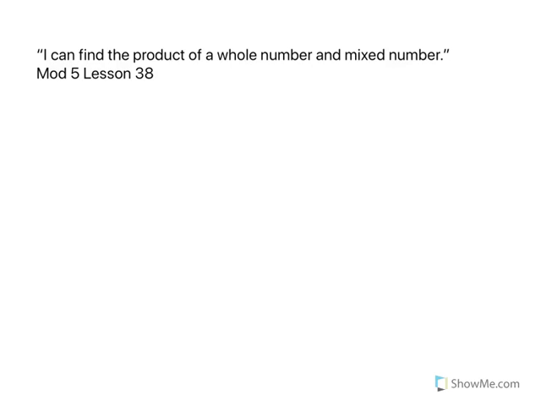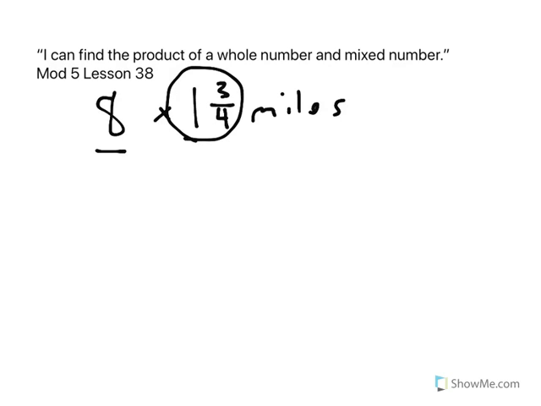So let's do a quick review. Remember, we learned about two strategies: repeated addition and distributive property. So we're going to go over both of those. I have a problem here. 8 students are on a relay team, and each of those 8 students runs 1 3/4 miles. Okay, so there's 8 students on a relay team. Each of them run 1 3/4 miles. How many total miles does the team run?